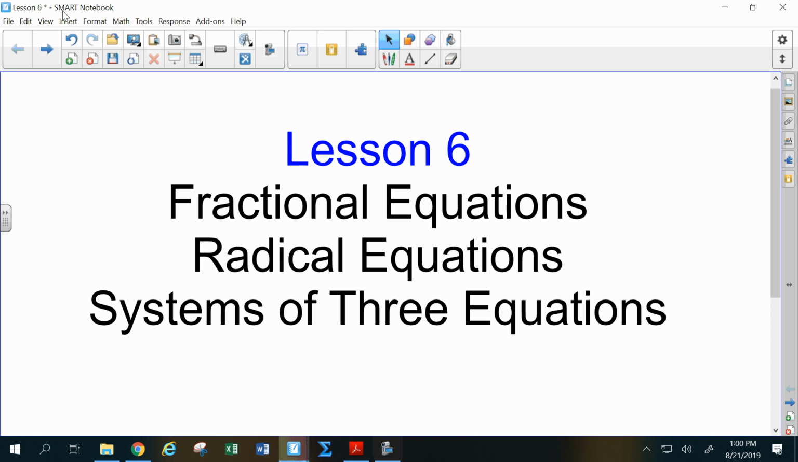All right, so today we are working with equations with fractions in them. They may be numerical fractions, they may be rational fractions, we may have variables in numerators and denominators. Radical equations, so we're working with square roots in equations, and we're working with systems with 3 equations, 3 variables.